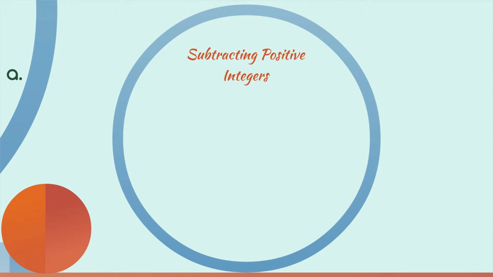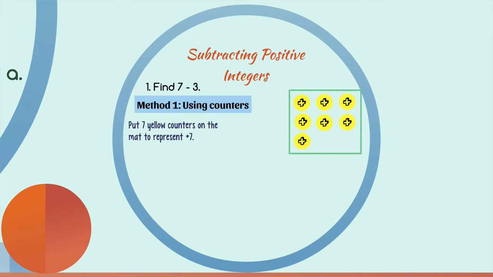Let's first try subtracting positive integers. First, we have 7 minus 3. For each example, we will use both methods. Let's first use the counter method. The two integers are 7 and 3, right? And they are both positive. So we will use the yellow counters for both. Put 7 yellow counters on the mat to represent positive 7, and remove 3 yellow counters to indicate that we are subtracting 3 from 7.